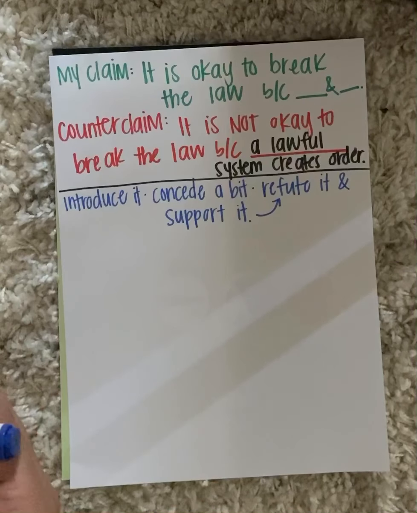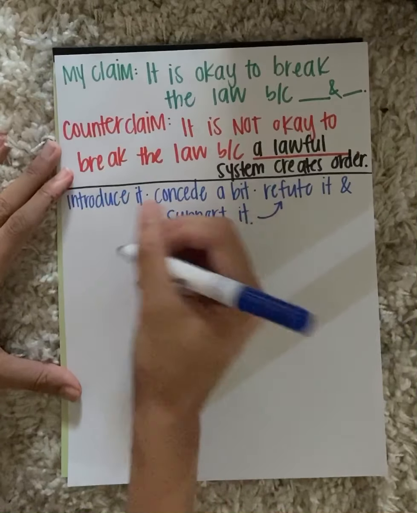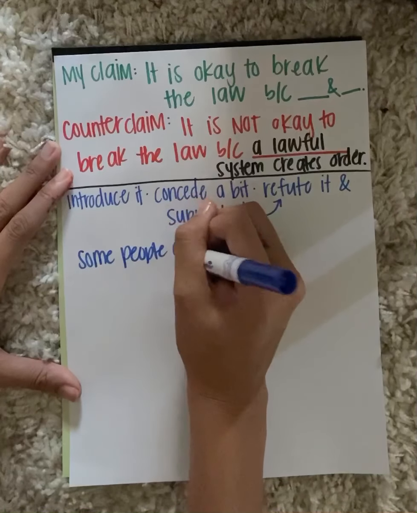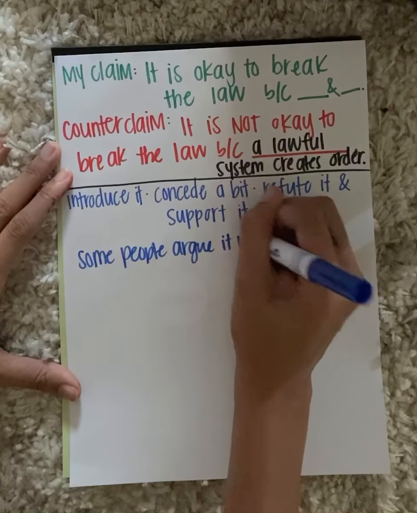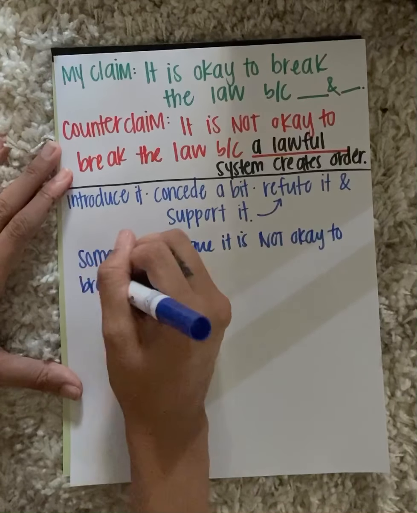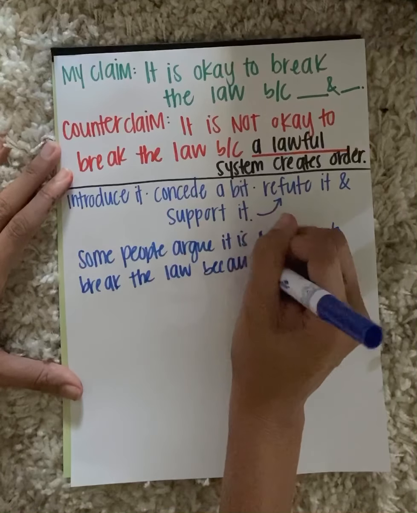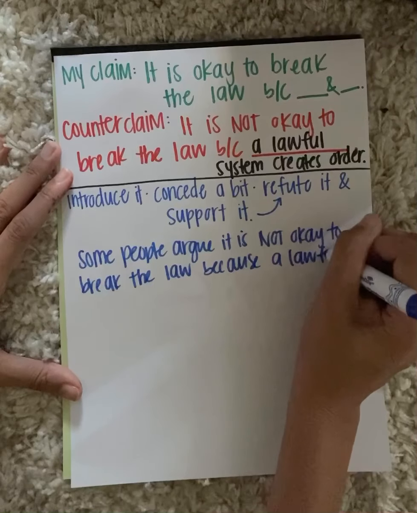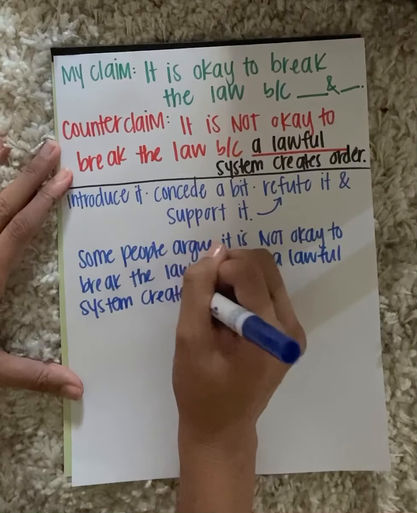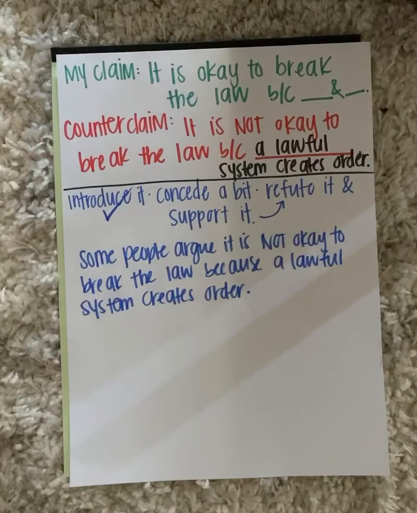The first thing I need to do is introduce it, writing an introductory statement. So I may write, some people argue it is not okay to break the law because a lawful system creates order. That sentence introduces the counterclaim.